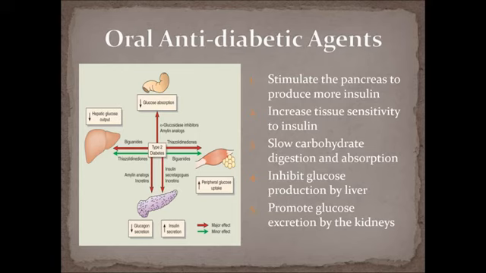First, some of them will stimulate the pancreas to produce more insulin. Others will increase tissue sensitivity to insulin. So we're trying to reduce that cellular resistance. Some of them will slow down carbohydrate digestion and absorption. Some of them inhibit glucose production by the liver, so it won't allow the glucose to be stored as glycogen, or it won't break down glycogen as much. And the other way that these work is by promoting the kidneys, causing them to excrete additional glucose. So your oral anti-diabetic agents are going to work in one or more of those 5 ways. And we will look at specific classifications and how they work in the classroom.